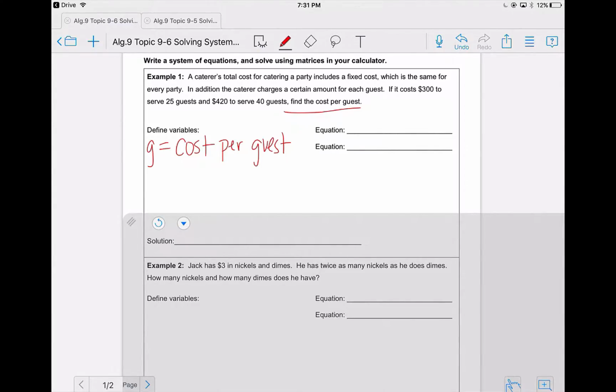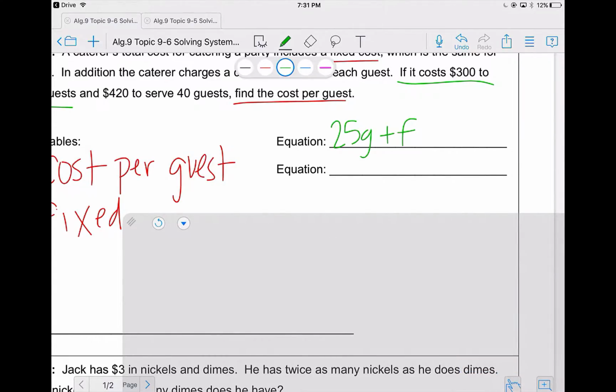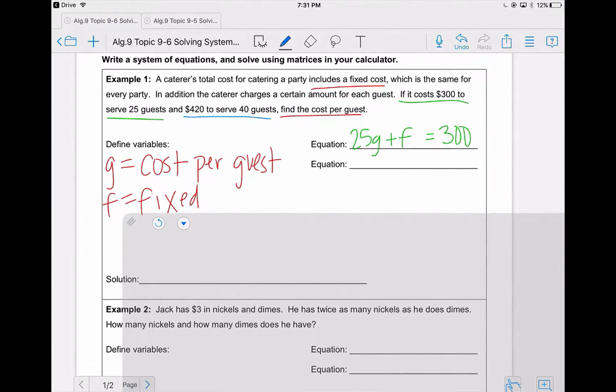So that's going to be one of my variables. Now my other variable is kind of a weird one, but they tell us that the total includes a fixed cost. So both of these parties are going to have a fixed cost wrapped in with it. The first one has 25 guests plus the fixed cost and is a total of $300. The second one has 40 guests, a fixed cost, and costs $420.